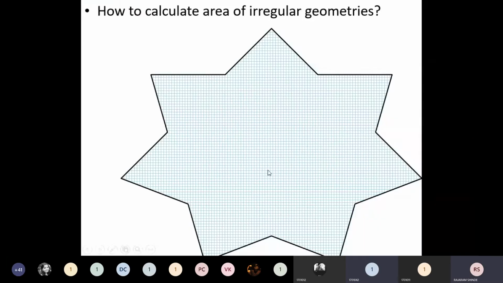But we are accepting the area. Why we are accepting this? Because we don't have other way to calculate the area. Do you agree with this? If we don't have other way to calculate the area, then we are accepting the approximate solution.